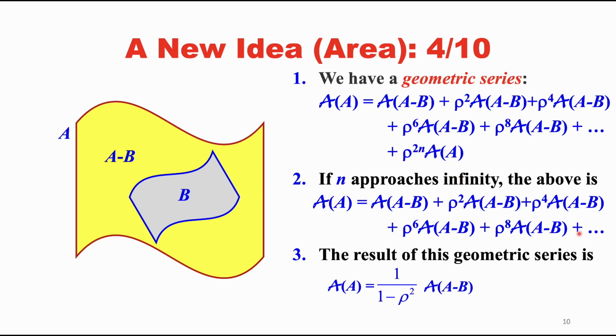So we eventually have an infinite series, which is geometric, because rho squared multiplied by rho squared will have fourth power, multiplied by square will have sixth power, and so on and so forth. Therefore, according to the geometric series property, the area of A is 1 over 1 minus rho squared times the area of A minus B. The only difference is the square here.